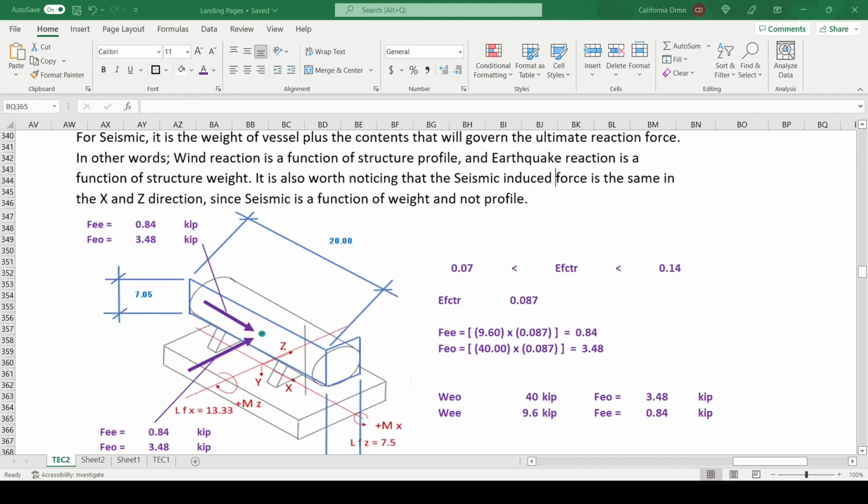For seismic, it is the weight of vessel plus the contents that will govern the ultimate reaction force. In other words, wind reaction is a function of structure profile, and earthquake reaction is a function of structure weight. It is also worth noticing that the seismic induced force is the same in the x and z direction, since seismic is a function of weight and not profile.